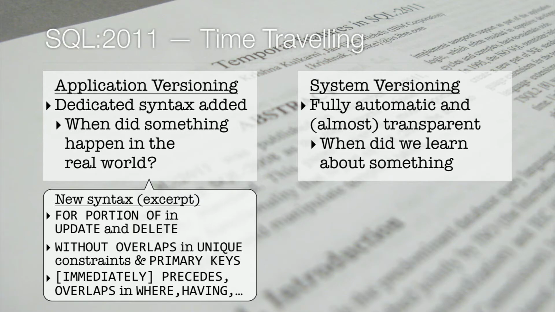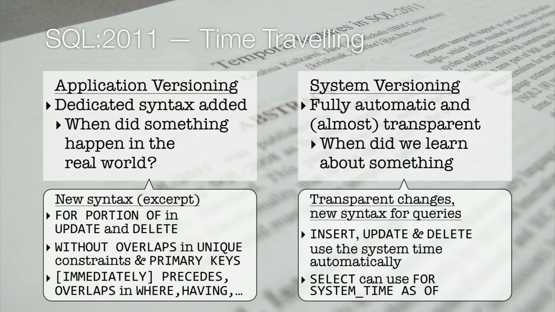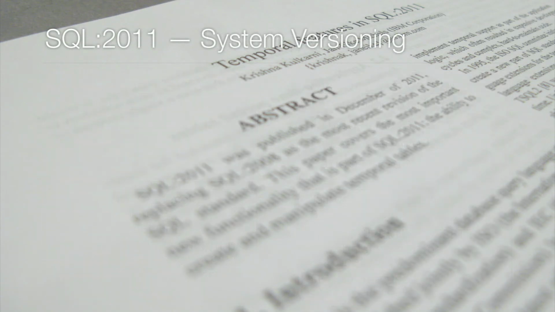Because even if I get the letter from a client today that the name has changed like 3 weeks ago, I might still want to keep track that I just learned about this today. And this is called system versioning, and this is something I would like to demo, or to show you at least.